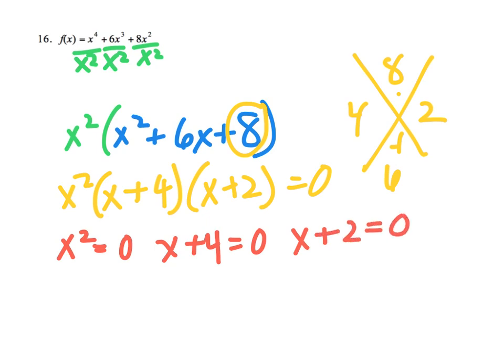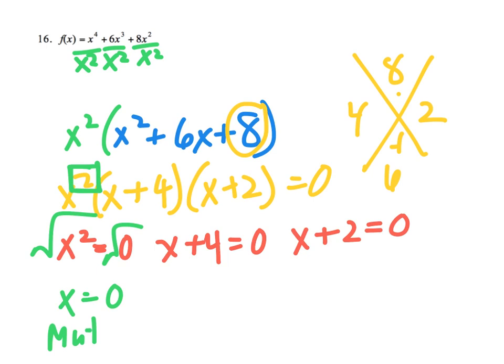Now my first one, we'll take the square root, and we get x equals 0. Now this one's special though, because look, your exponent here is 2. That means that this one has a multiplicity of 2. To be quite honest, it's our only interesting one so far.